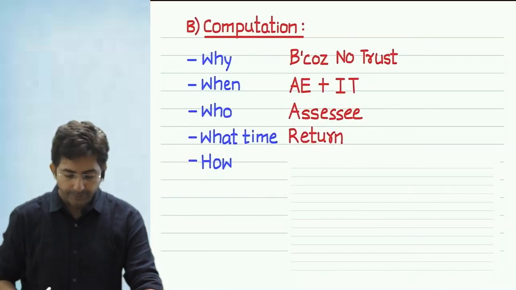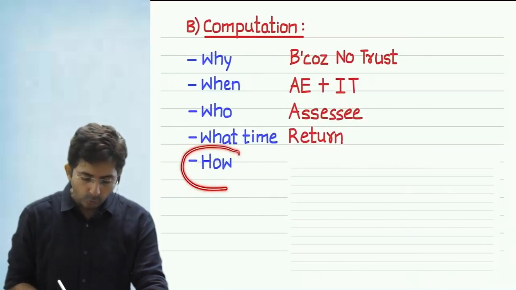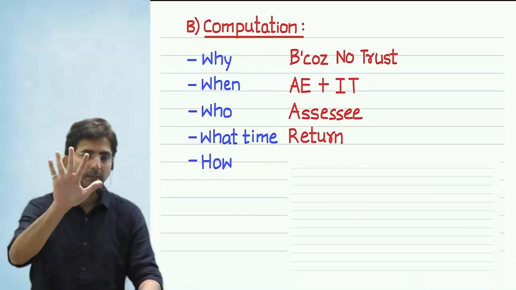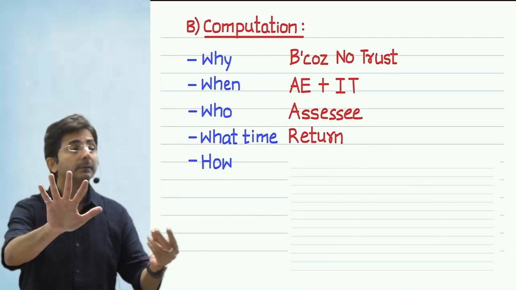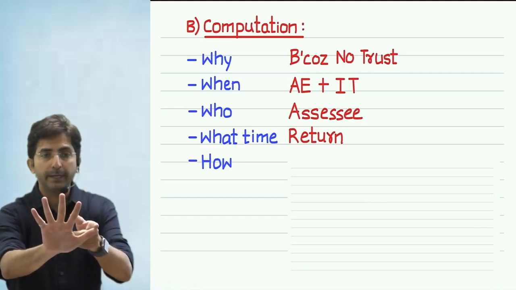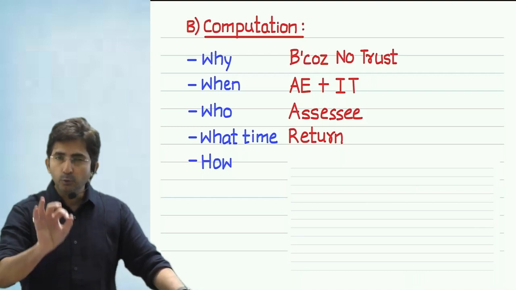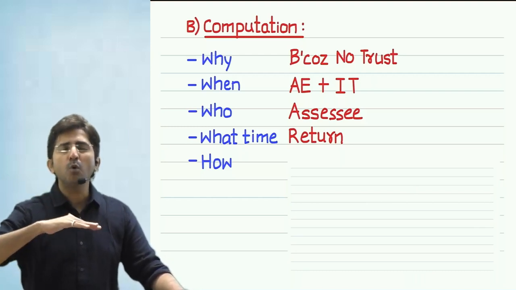And the last point, how to compute ALP. For this there are 5 methods. There are 5 methods of computing ALP. Now out of these 5 methods, you have to choose the one which is most appropriate.